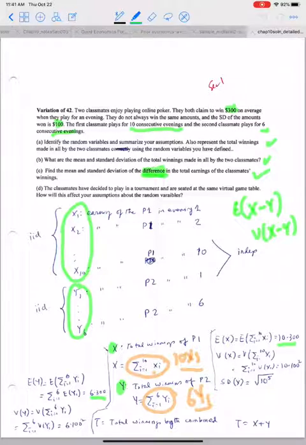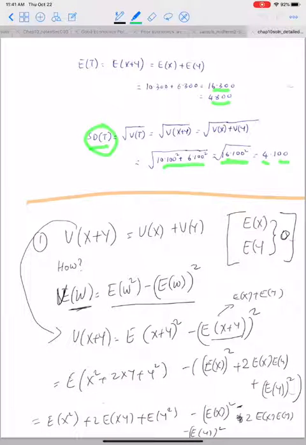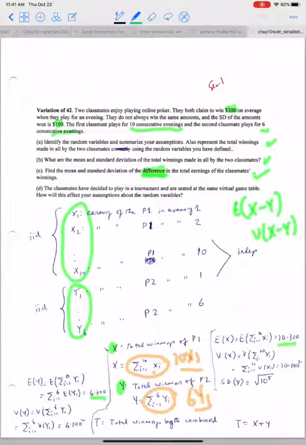So what we do is we consider the expected value of the total winnings made by the first player, the expected value of the total winnings made by the second player, and add them together to give the final answer. This is the total winnings made by all 16 random variables.